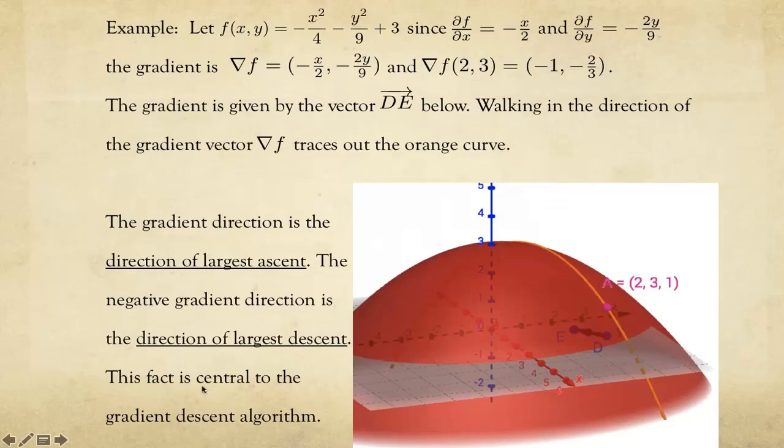So this fact is central to the gradient descent algorithm, which is the main algorithm that allows us to write a program that can recognize images. And it's just a beautiful result here.